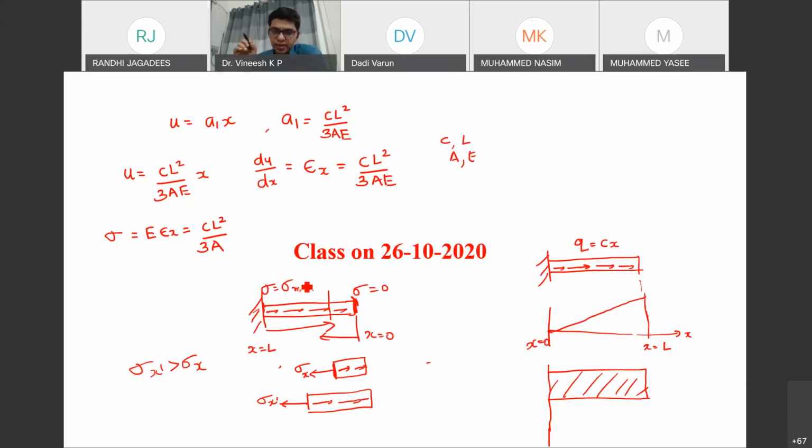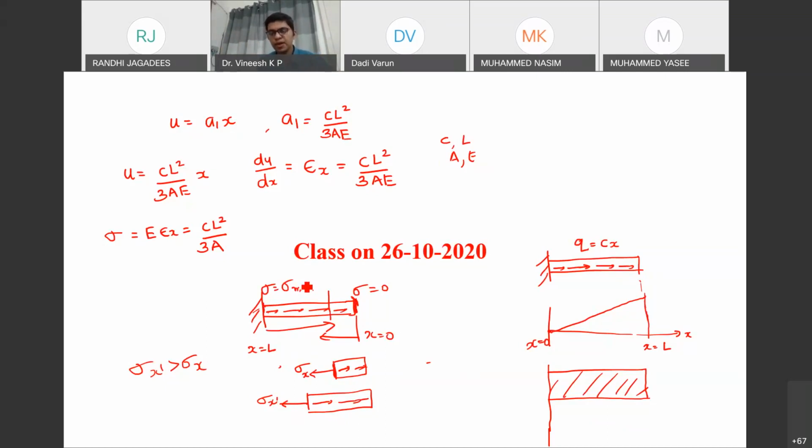So what you find is that when you consider a different section, you are going to get a different stress. The value of stress is not constant throughout the region. But if you look at our expression, you find that the stress is constant throughout the region.